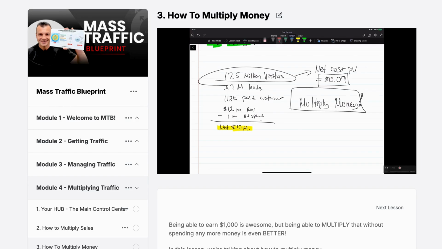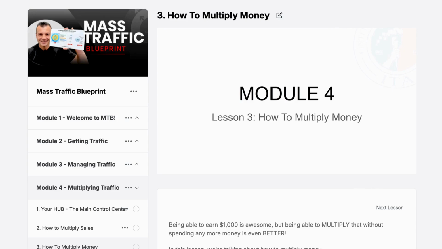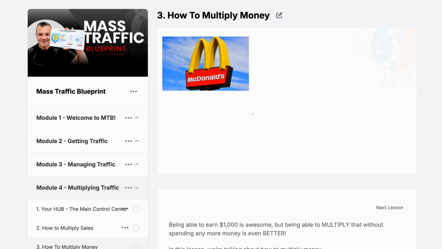Okay, so let me put it to you like this. Let's go back to this. You know this company, right? McDonald's. Everybody knows McDonald's, right? Everybody has seen this logo. Now, McDonald's follows the same principle. As a matter of fact, they are excellent at applying this model in their business.